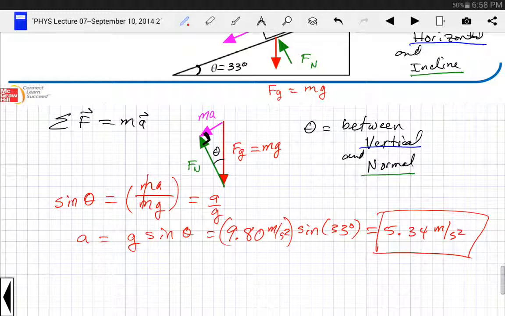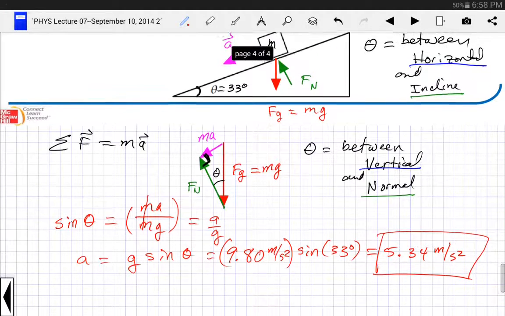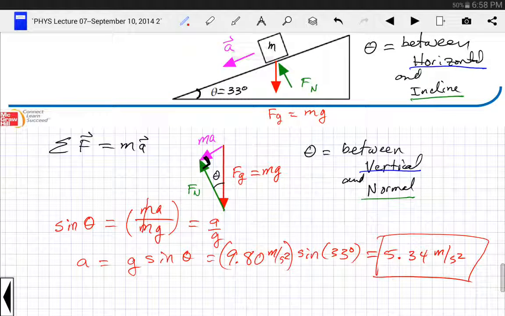Now this is an important outcome. What is making the box slide down the slope? It's the force of gravity. The force of gravity is down. It's not pointing down the slope, but the force of gravity has a component that is pointing down the slope. And it's that component that's pointing down the slope that's making it accelerate.